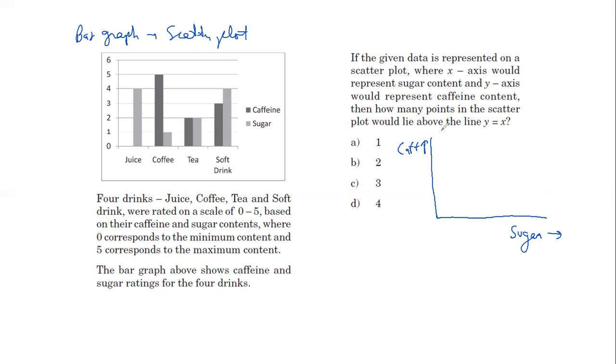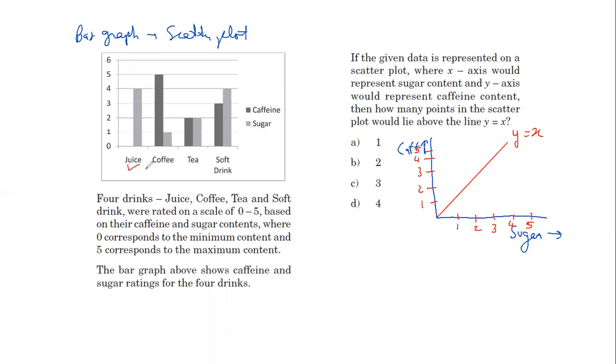Then how many points in the scatter plot would lie above the line y is equal to x? Now if you remember, I told you in coordinate geometry, this line is very important, y is equal to x. This is a line which exactly bisects the coordinate axes. Now on this line, y will always be equal to x. That means the sugar and caffeine content will always be equal. So if I say 1, 2, 3, 4, 5 on both axes, let's try to plot it.